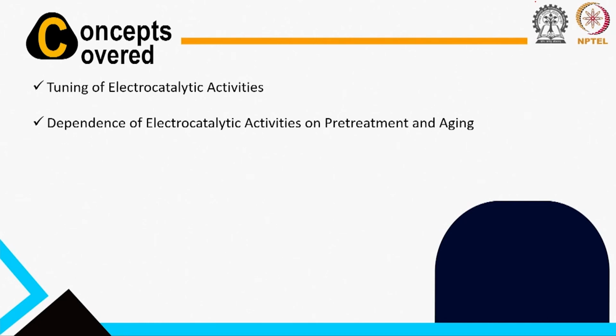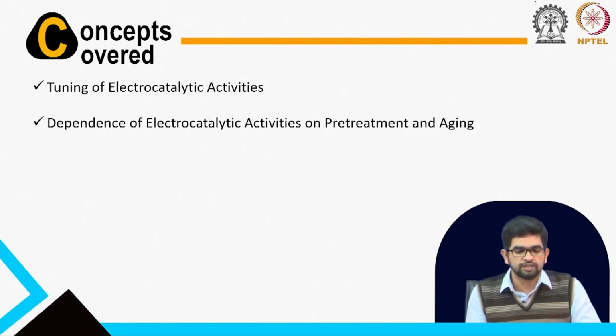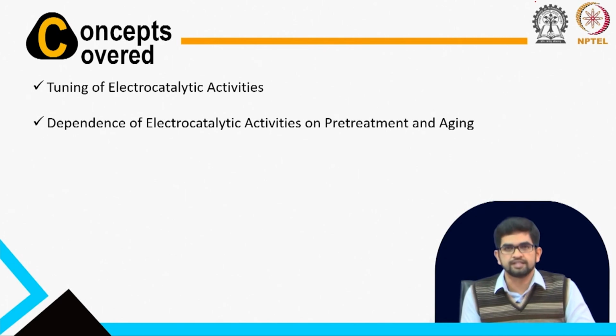So mainly, in these lectures we cover the tuning of the activities and the dependence of these activities on pre-treatment and aging. As I told last class also, this is a kind of pre-treatment, right? When we clean the electrode surface, we are removing the impurities. So in these few classes I will take basic fundamental things, how we can work on the basic area of the electrode surface.